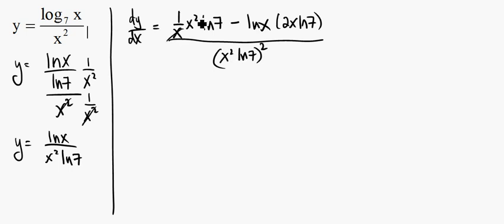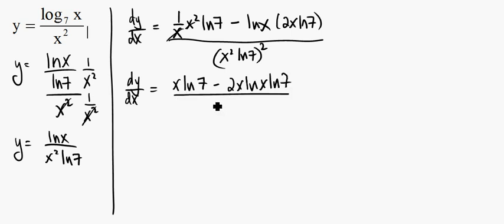So these x's can cancel, so I'm left with dy dx is equal to x ln of 7 minus, I'm just going to write this 2x up front, so 2x ln of x ln of 7, all over, I'm going to make this x to the 4th and ln of 7 squared.